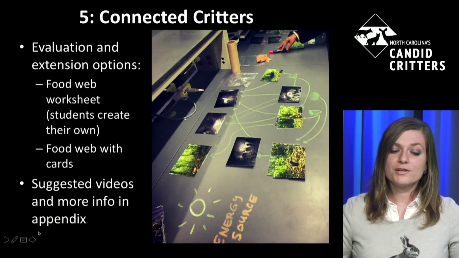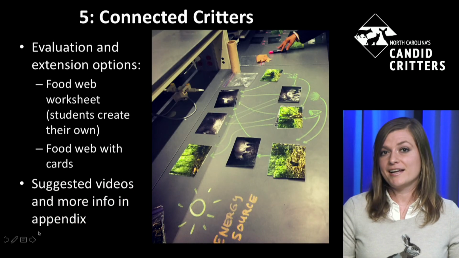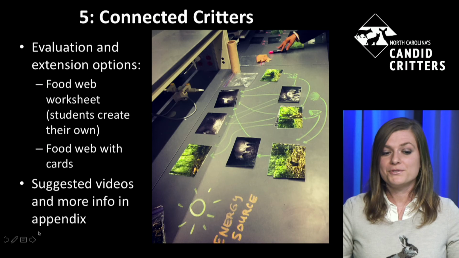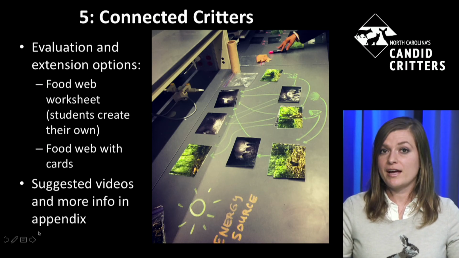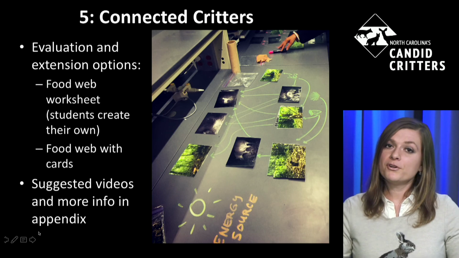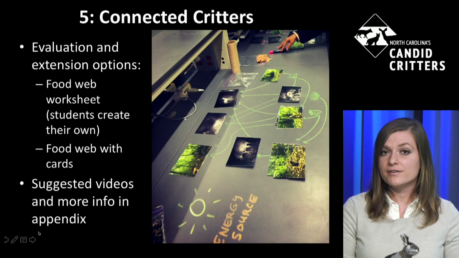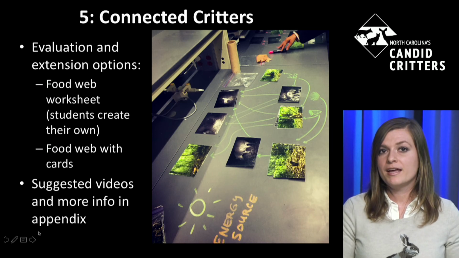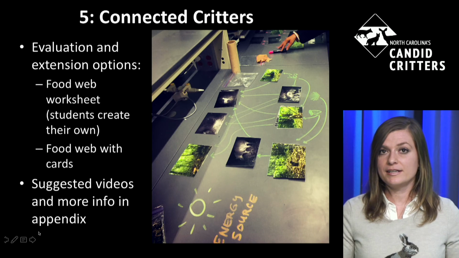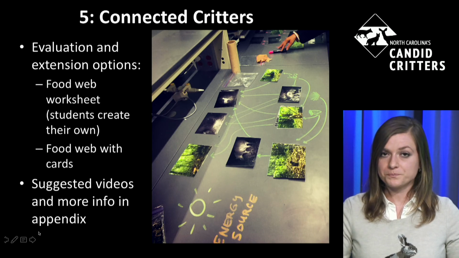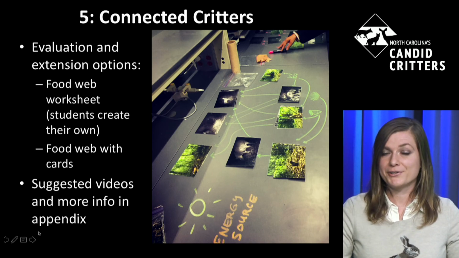You can also add more cards back into that activity to see how the food web changes. And some additional extension options for that: we have provided cards as well. So in the appendix, there are cutouts that you can cut out for your classroom. And you can use those cards and do the same exercise again, acting it out with some different North Carolina critters that you maybe didn't capture on your camera traps.